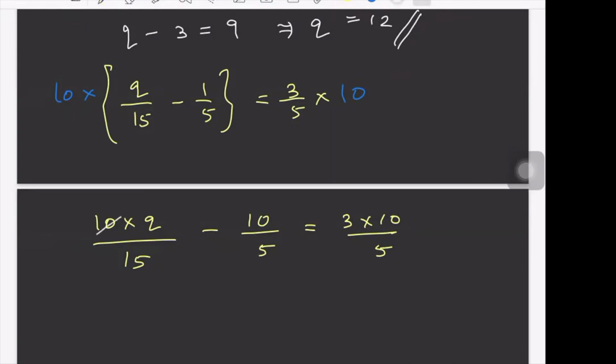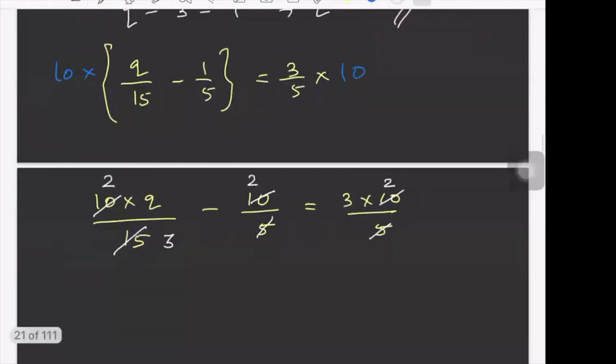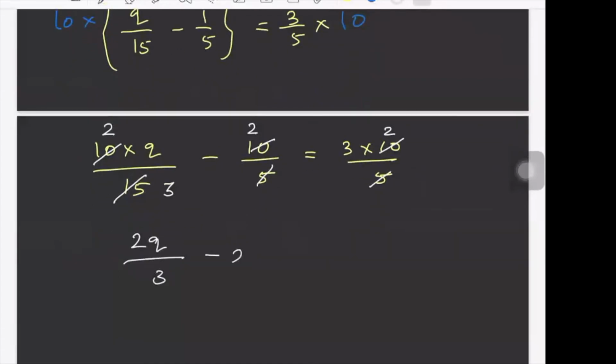See, in 10 and 15, you can cancel off 5. We have 3 here. Here in 10 and 5, it is 2. So you have 2q by 3 minus 2 is equal to 6. See, the fraction is still there. In some places, the fraction is still there, right? Now it makes sense why we choose a common multiple, and more specifically, why we choose the least common multiple. Is that all right?